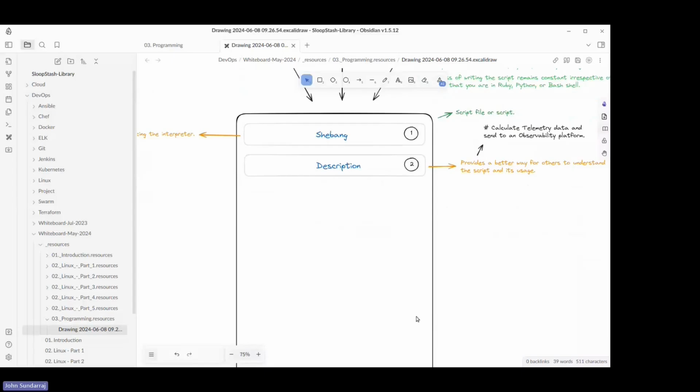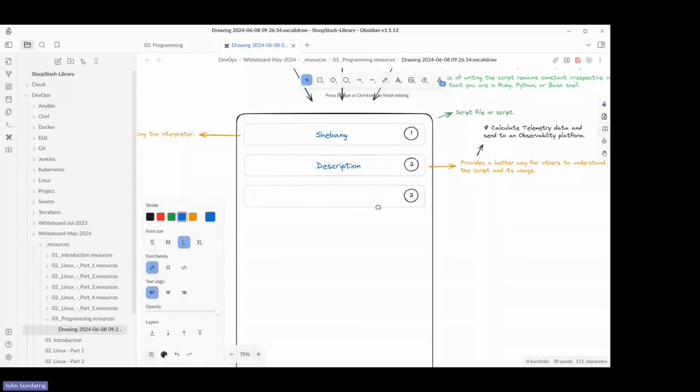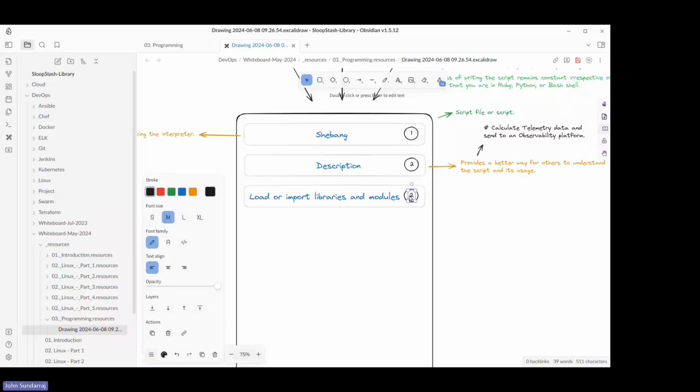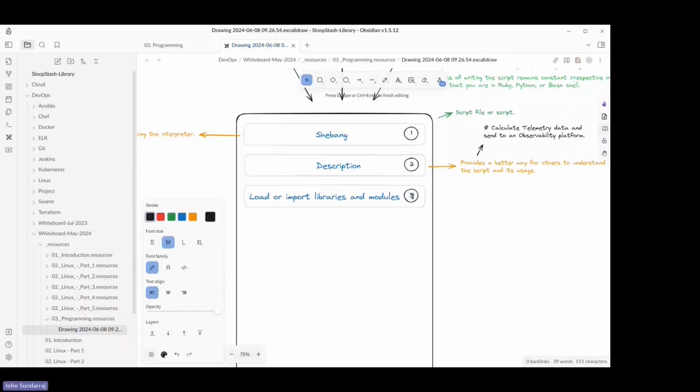The third step in the script is importing. We may need to load lots of libraries. Loading the libraries is very important because your system may need lots of libraries and things to be used. So what I would like to say is load or import libraries and modules. This is the third step in any given script. Loading or importing the libraries and the modules is the third important step.